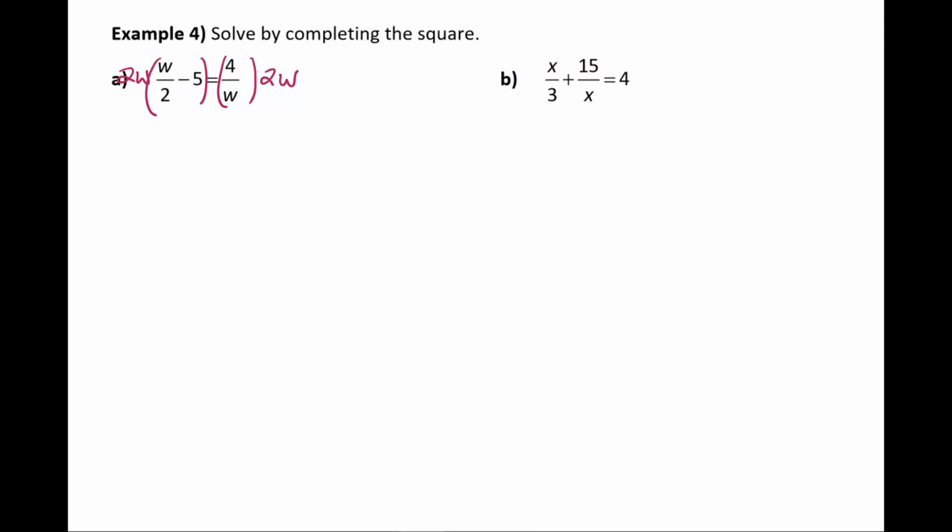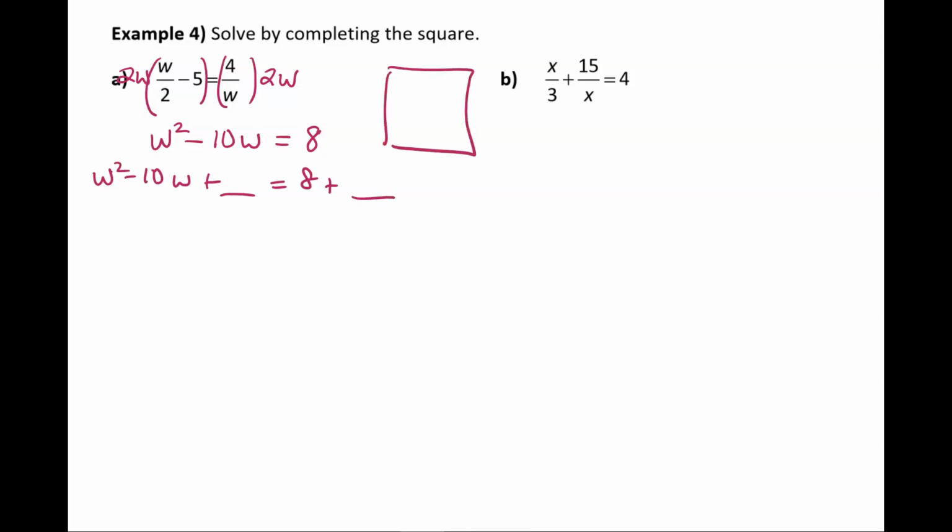2W times W over 2, the 2's cancel. That leaves us with W squared. Then 2W times 5 is 10W. And then on the right side of the equation, the W's will cancel, and 4 times 2 is 8. So now we've got a perfect complete the square type of equation.